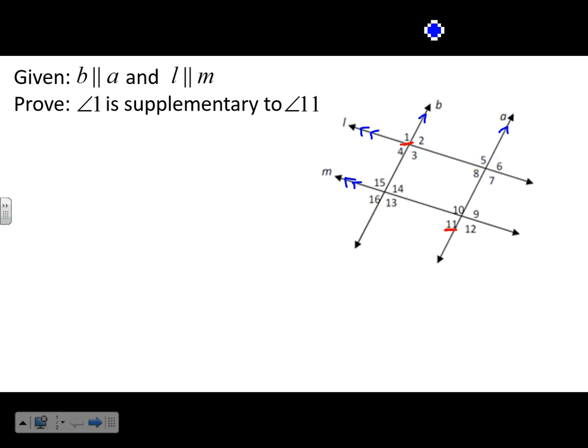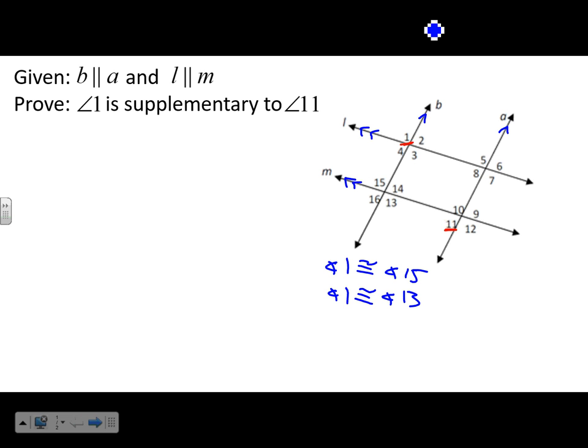So now I'm going to start listing some things I know. Obviously, I'm going to start with angle 1. We are trying to go from angle 1 to angle 11, or at least you could go from angle 11 to angle 1, but those are the 2 we're working with. So I'm going to start with 1. I know angle 1 is congruent to angle 15 because they're corresponding. I know angle 1 is congruent to angle 13 because they're alternate exterior.